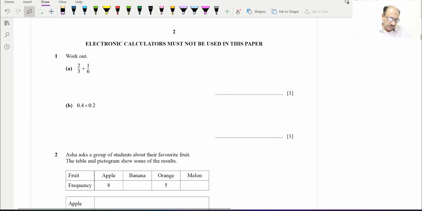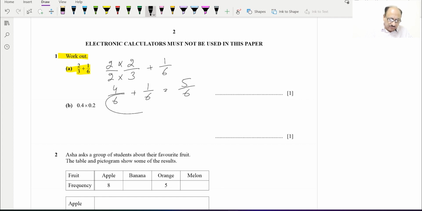So let us move to question number 1, and question number 1 says work out this fraction. We need to calculate, so we can use the equalizing the denominator method. So 2 by 3 plus 1 by 6, we can equalize this as 6, so we can multiply numerator and denominator by 2, and this will be 4 over 6 plus 1 over 6, and this will be equal to 5 by 6. If denominators are equal, we can add numerators, and this is how we got 5 by 6, and this is the answer for 1 mark.